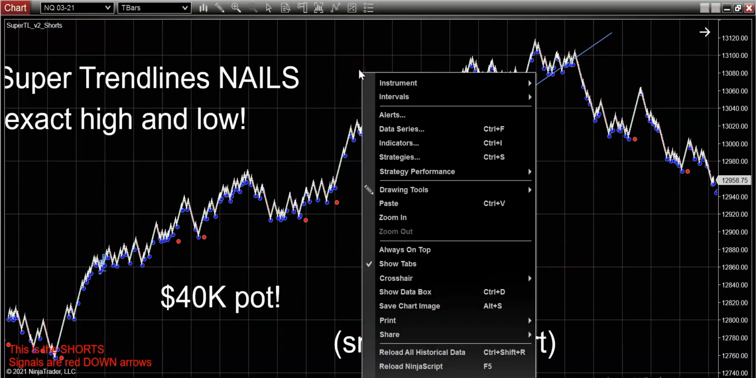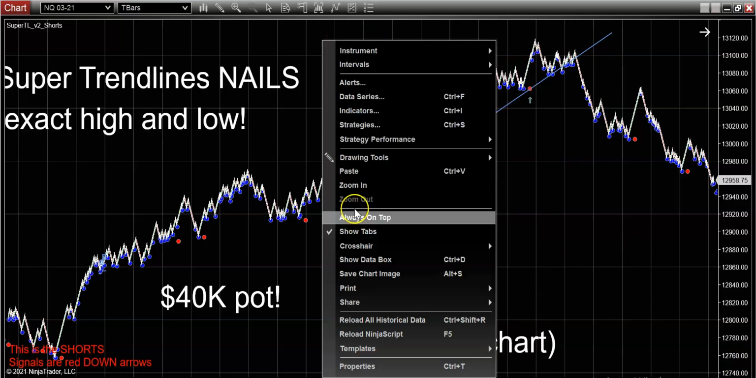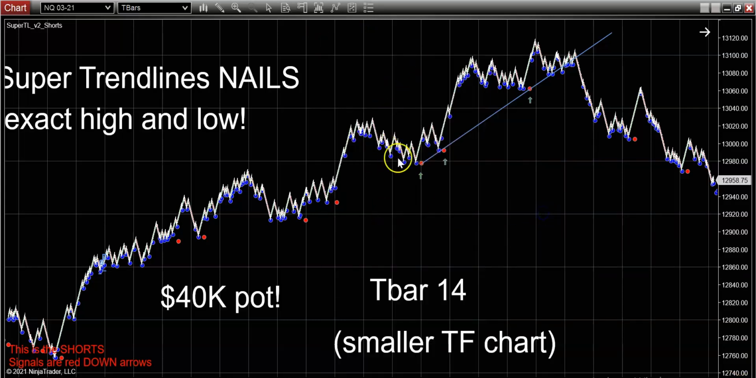All you have to do, guys, is in the strategy, you go down here in the chart and select this part that says reload ninja script, okay? Reload, scroll all the way down, reload ninja script. What that's going to do is rearm the entire strategy, and it's now going to start drawing purple trend lines. Like this trend line here would have been drawn purple if you had rearmed the strategy right around here, okay?